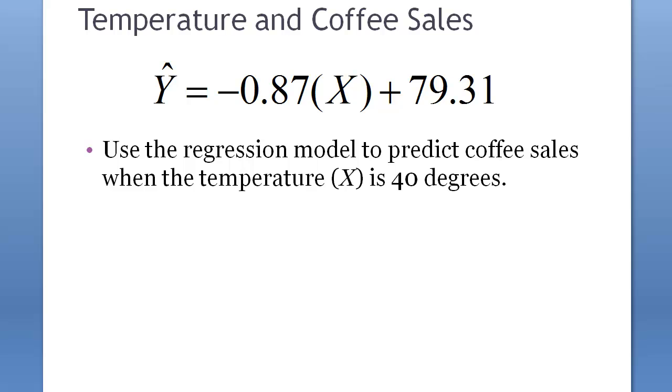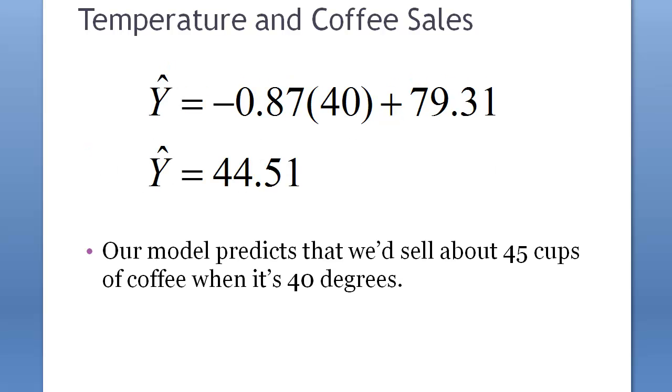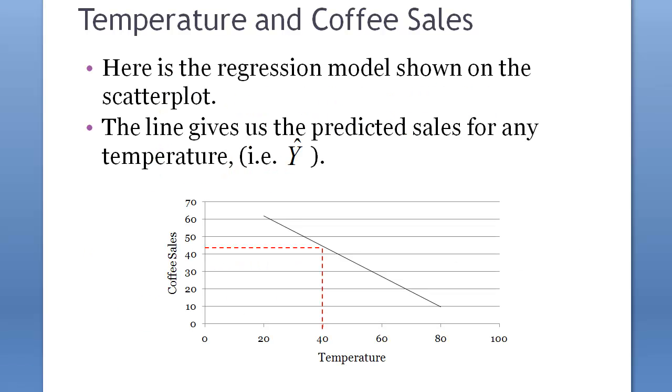So use the regression model to predict coffee sales when the temperature x is 40 degrees, for example. Then you get 44.51 sales. Of course, you can't really get 0.51 sales, so in this case you would have to go with 44. Well, actually, it says 45 cups. Why is that? Anyway, 45 cups of coffee when it's 40 degrees. That's how we're going with it.